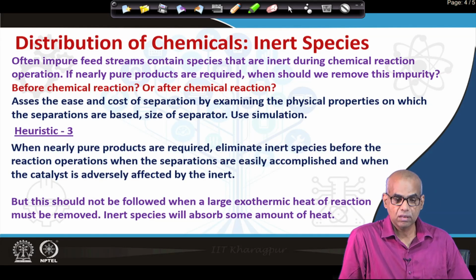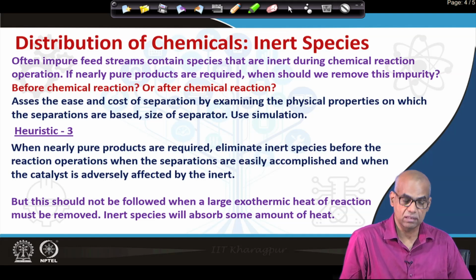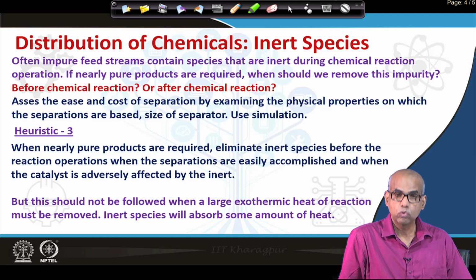So, the heuristic related to inert species says, when relatively pure products are required, eliminate inert species before the reaction operations, when the separations are easily accomplished and when the catalyst is adversely affected by the inert. So, if separation can be done very easily and if catalyst is adversely affected by the inert, then we should eliminate the inert species before the reaction operation.